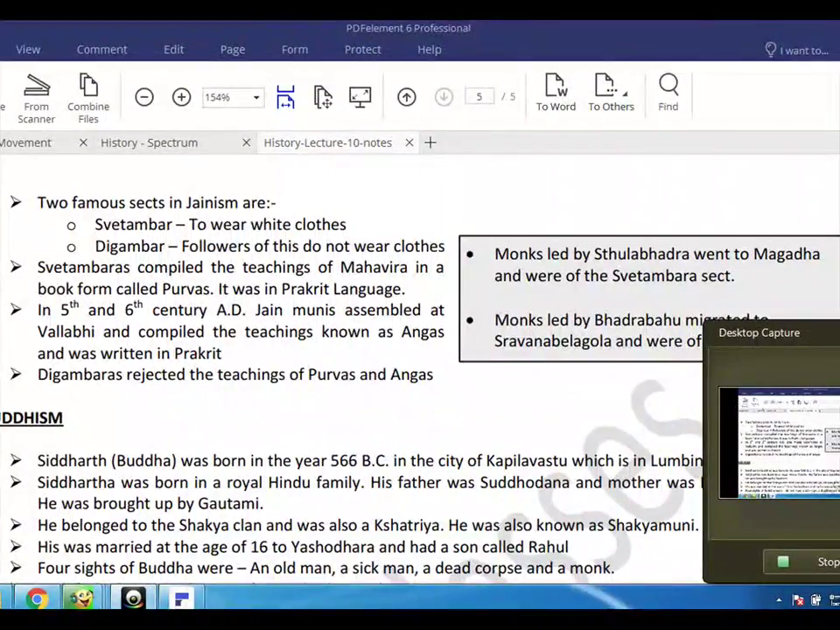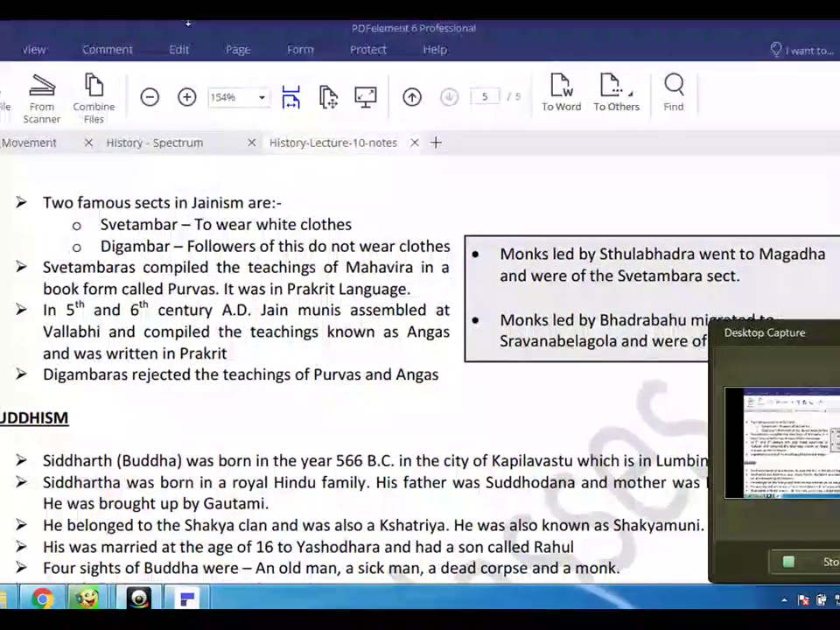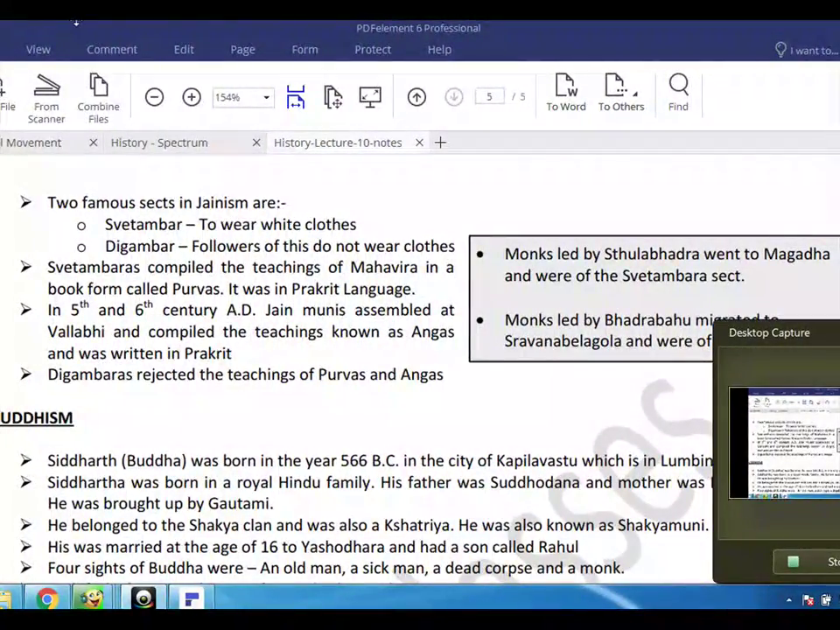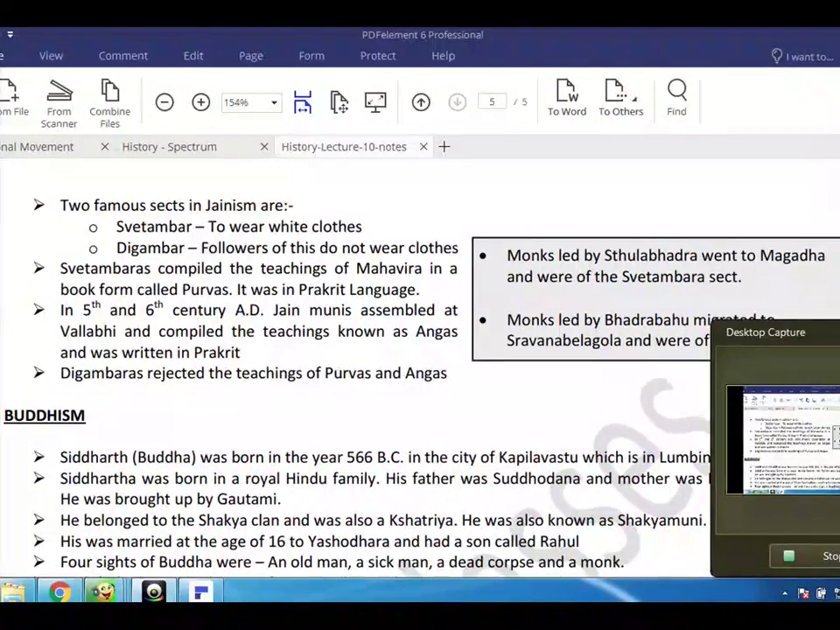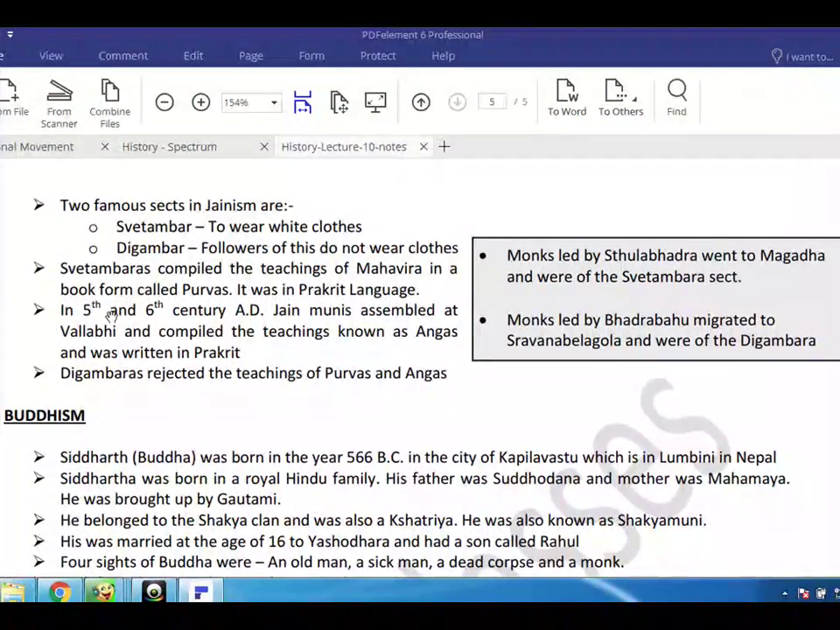2 famous sects in Jainism: Svetambar and Digambar. Svetambars wear white clothes. Followers of Digambar do not wear clothes. Svetambars compiled the teachings of Mahavira in a book form called Purvas. It was in Prakrit language. In the 5th and 6th century AD, Jain munis assembled at Vallabhi and compiled the teachings known as Angas, written in Prakrit. Digambaras rejected the teachings of Purvas and Angas.